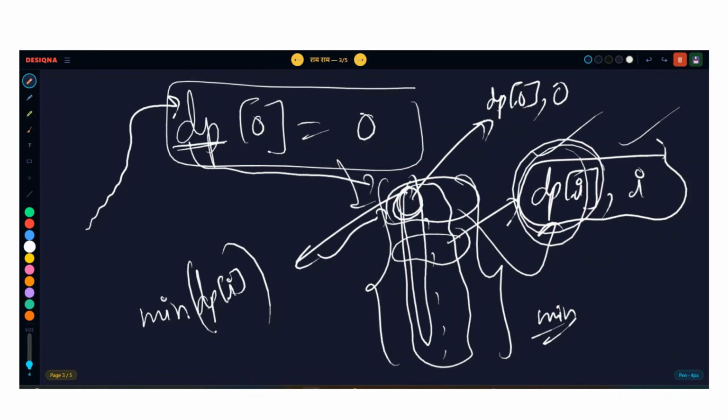You should always explore the node having the smallest dp of I value. Why? Because it has the shortest path from 0 to I, so the other paths should be getting born from here only, most probably. That's why. Anyways, this much is enough.